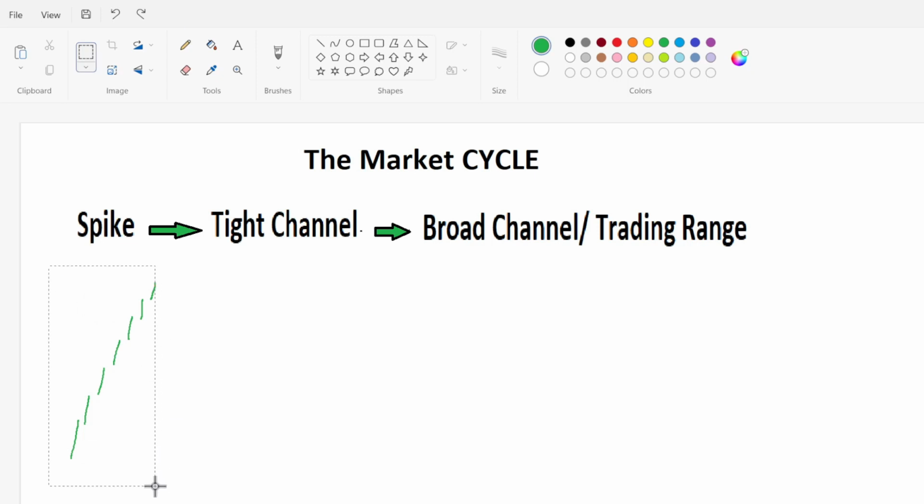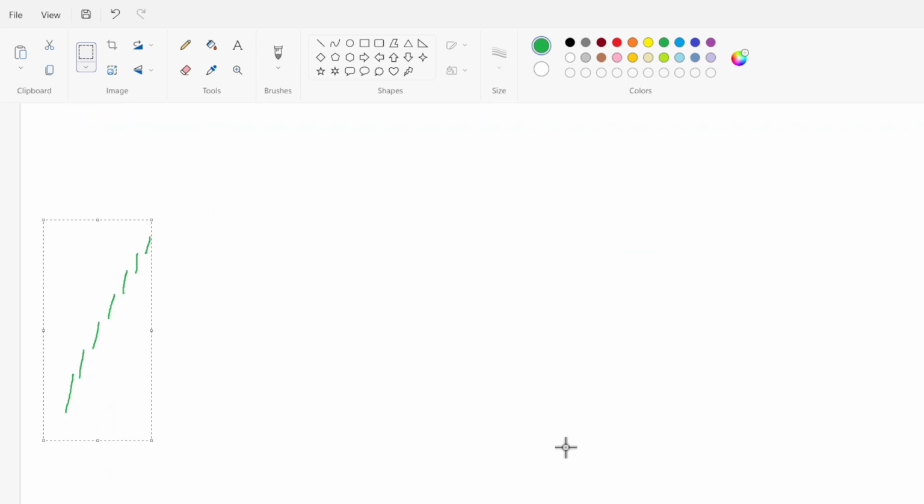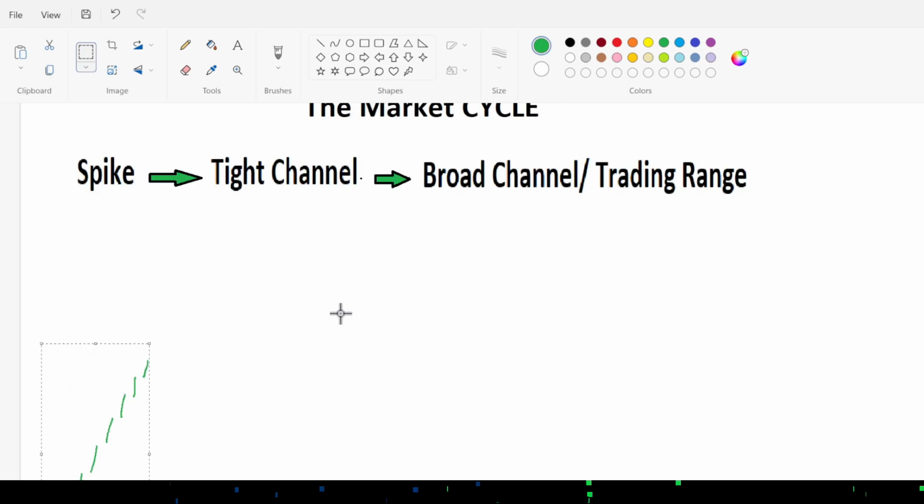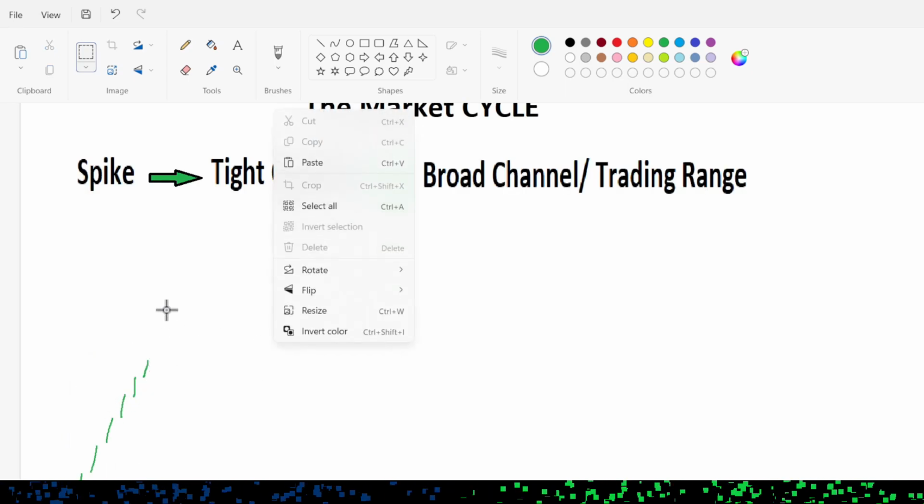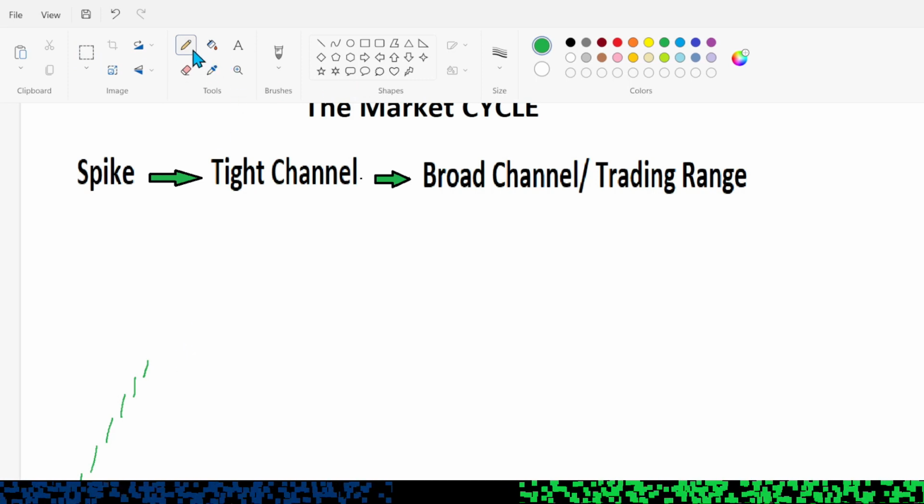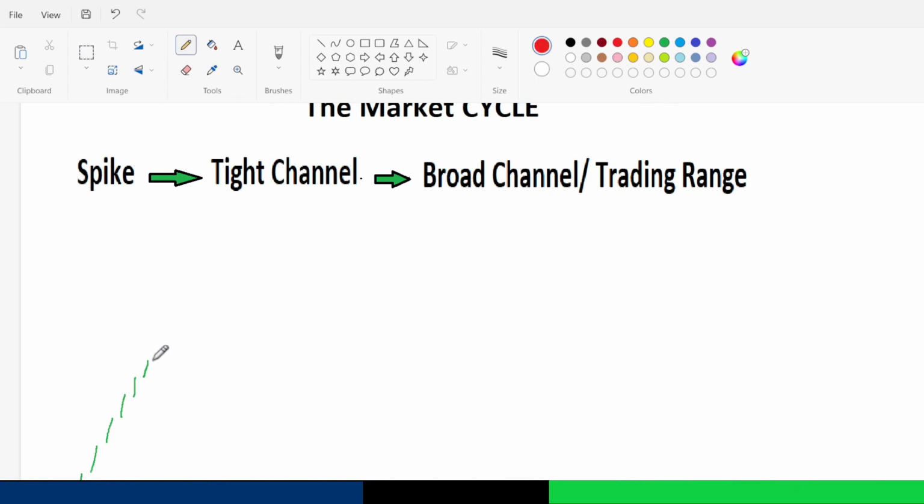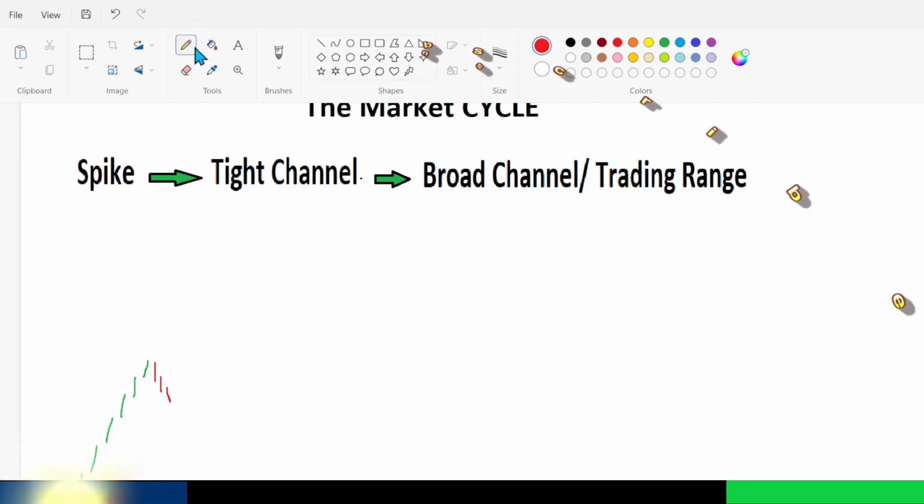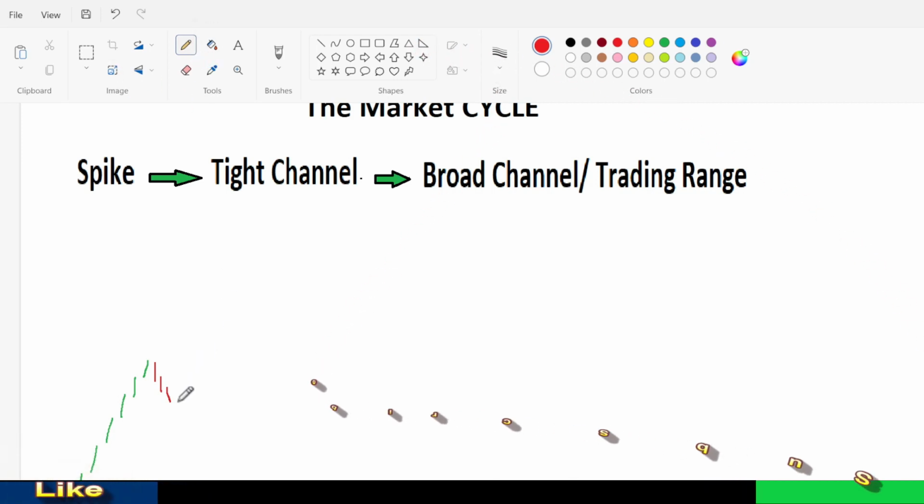All right? After the spike phase, let's go down here. After the spike phase, what typically happens is you start to get a tight channel. So once you get your first real pullback, whether it takes out the low of a candle or it's just consecutive small bars, you are no longer in the spike phase. You are now in the channel phase, the tight channel phase, okay?